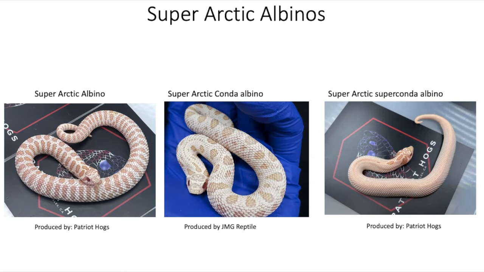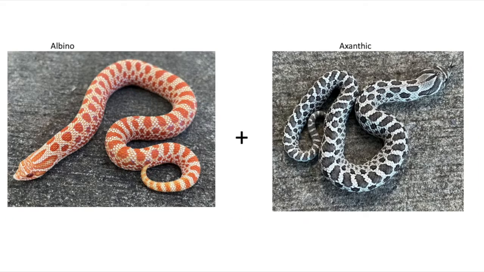And next we have the super Arctic albinos. On the left, we just have a regular super Arctic albino. Then we have a super Arctic albino conda, and then we have a super Arctic superconda albino. So that basically covers both of the incomplete dominants, the conda as well as the Arctic, showing you what they look like in the heterozygous version as well as the homozygous version.